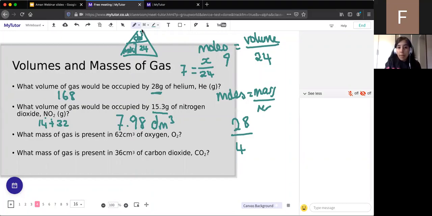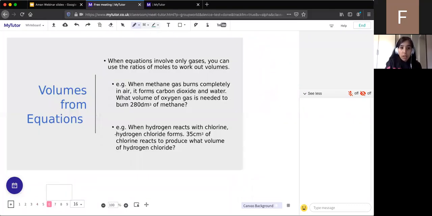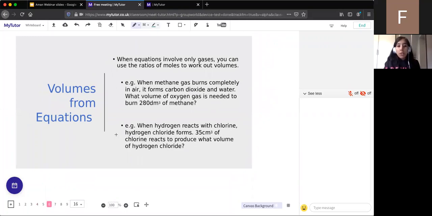So the answer was 7.98 decimeters cubed. So we're implementing moles equals mass over Mr, and then the gas equation, which is moles equals volume over 24. Excellent. Okay, so now there are 2 types of questions that you could get with gases.